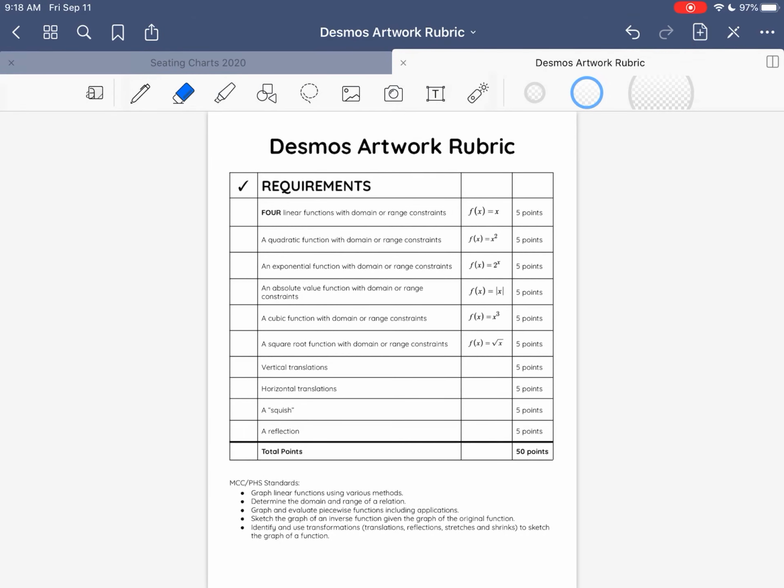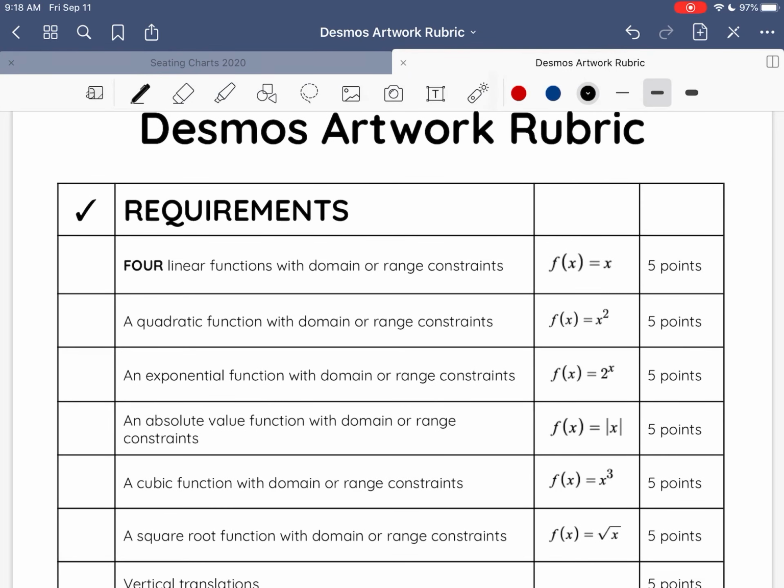Before we begin the Desmos project, it's important that we walk through the rubric and understand exactly what we need to have in our artwork project. The requirements are listed in this table here, and most of the requirements are functions that need to be part of your art. To start, you need to include 4 linear functions that are cut off on the ends in some way, meaning we'll need those restrictions that we talked about in the intro video for all of these functions.